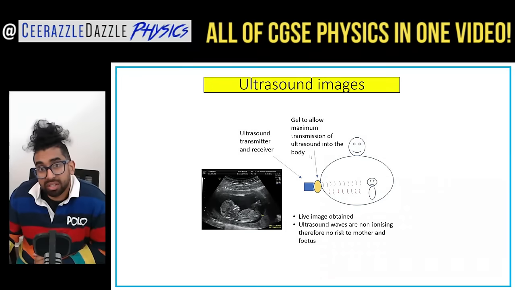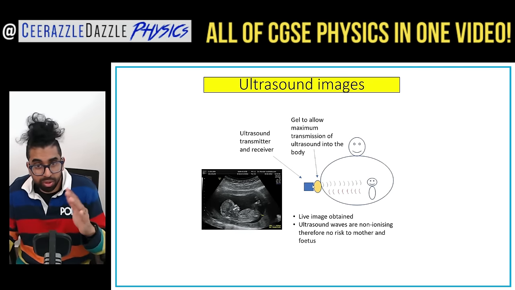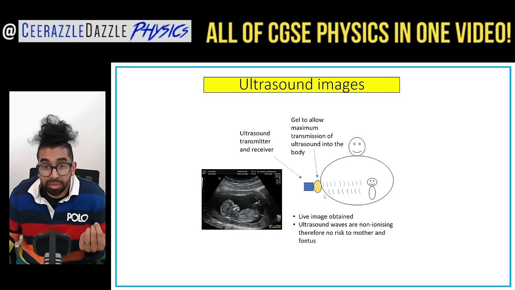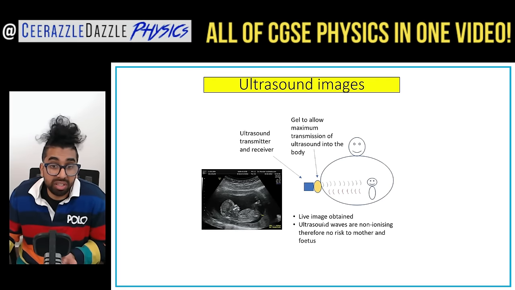Ultrasound images. Here's a very simplified diagram of this. There's a pregnant woman, and you've got the ultrasound transmitter over here. You put some gel to allow the maximum absorption of the ultrasound waves. They're going to travel outwards, hit the fetus, and the wave bounces back. So a live image is obtained. Ultrasound waves are non-ionizing, therefore there is no risk to the mother.